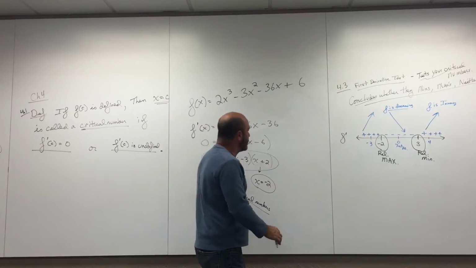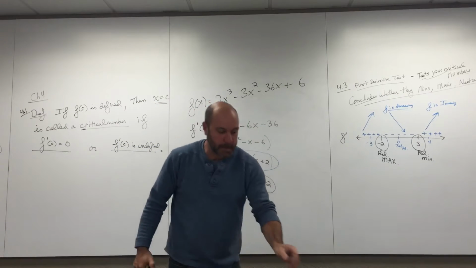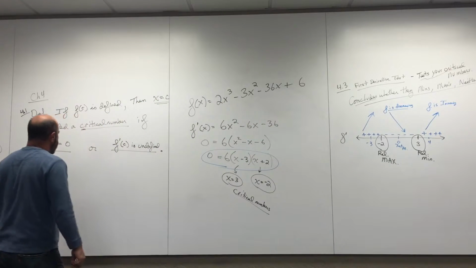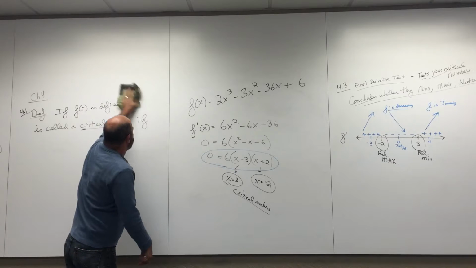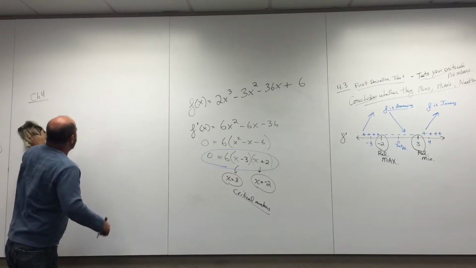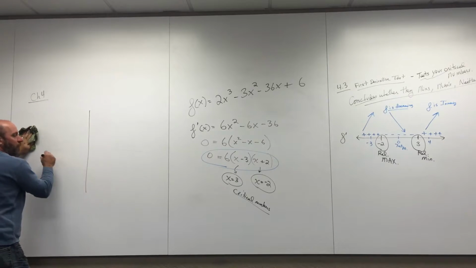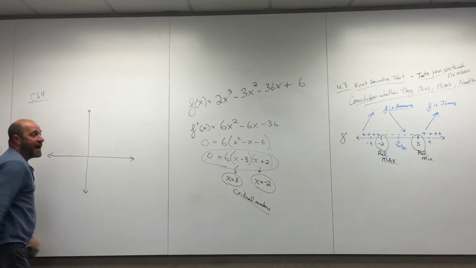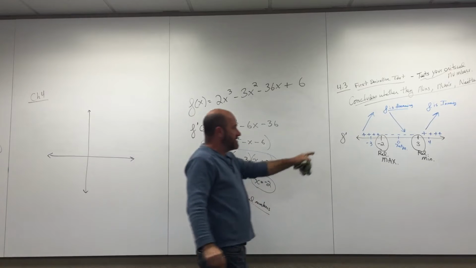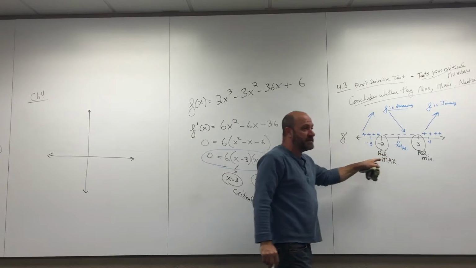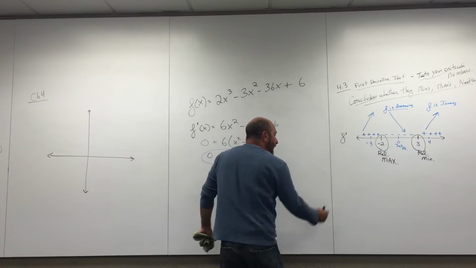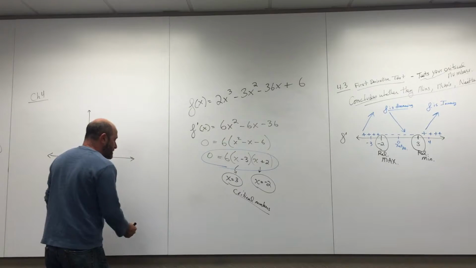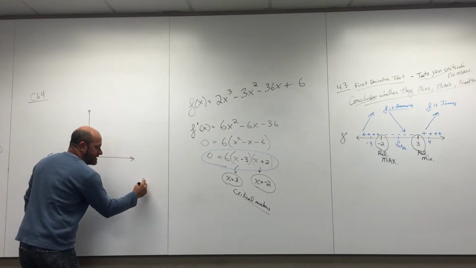I want to graph this function. Here, I got a little room over here. I'm going to try to graph this function without my graphing calculator. I found a couple of what I call pretty important points. This -2 and this 3 are mins and maxes. Sometimes I ask you to find the mins and maxes, and I ask you to list them.